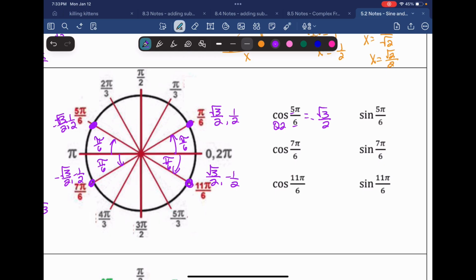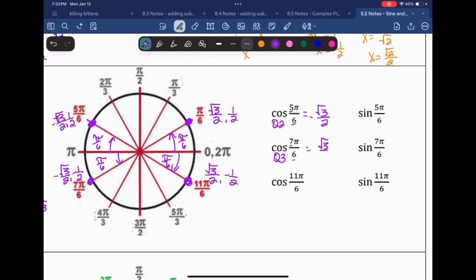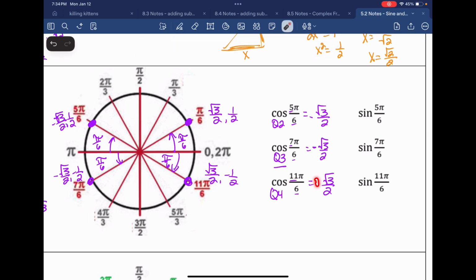Cosine 7 pi over 6, that's 1 more than its denominator, so that's quadrant 3. Okay, the x is still the same, root 3 over 2. But in quadrant 3, x is negative. Cosine 11 pi over 6, that's almost double. So this is quadrant 4. The x is still root 3 over 2, and in quadrant 4, your root 3 over 2 stays positive, which I'm not going to draw in there because it's a positive sign.